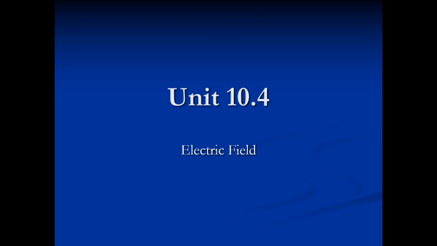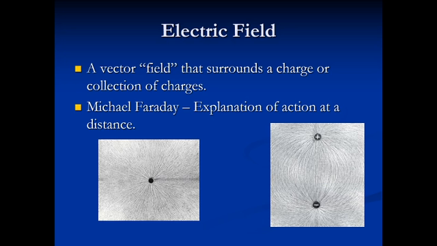All right, so now we're going to look at the third concept for this part of the unit, the idea of the electric field. The electric field is like a vector that goes around a charge or more than one charge. The idea came from the British physicist Michael Faraday, who really wasn't much of a mathematician compared to other physicists of the time, but he was very good at building experiments and figuring out how things work and coming up with good theoretical models of how electric charges and magnetic fields worked.